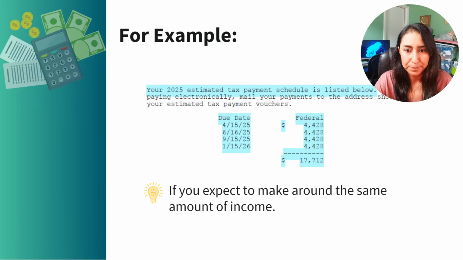So here's an example. When you do your tax return, your tax return will calculate and figure out how much estimated tax payments you should be making. This is an example of a 2025 estimated tax payment schedule. They just equal it out. Every 4 months, or every quarter, you pay the equal amount. And if you pay what the tax return is calculating for you to pay, you will not have to pay the penalty. And this works if you expect to make around the same amount of income.